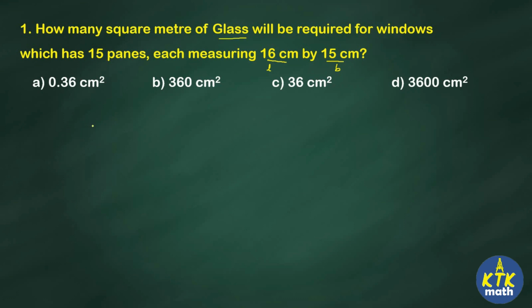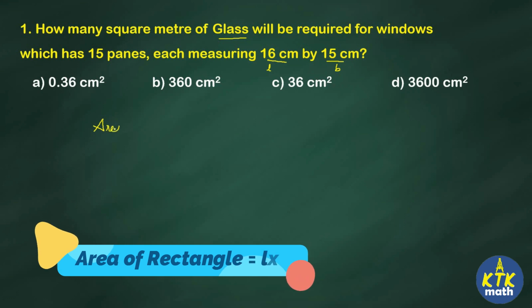So are we going to find perimeter or area? By reading the question only, you need to identify which one we need to find, whether it's area or perimeter. Here glasses are going to be fixed in the window. Therefore we are talking about area. So what is the formula for area of rectangle? Area of rectangle formula we know clearly, L into B. So what we need to find?